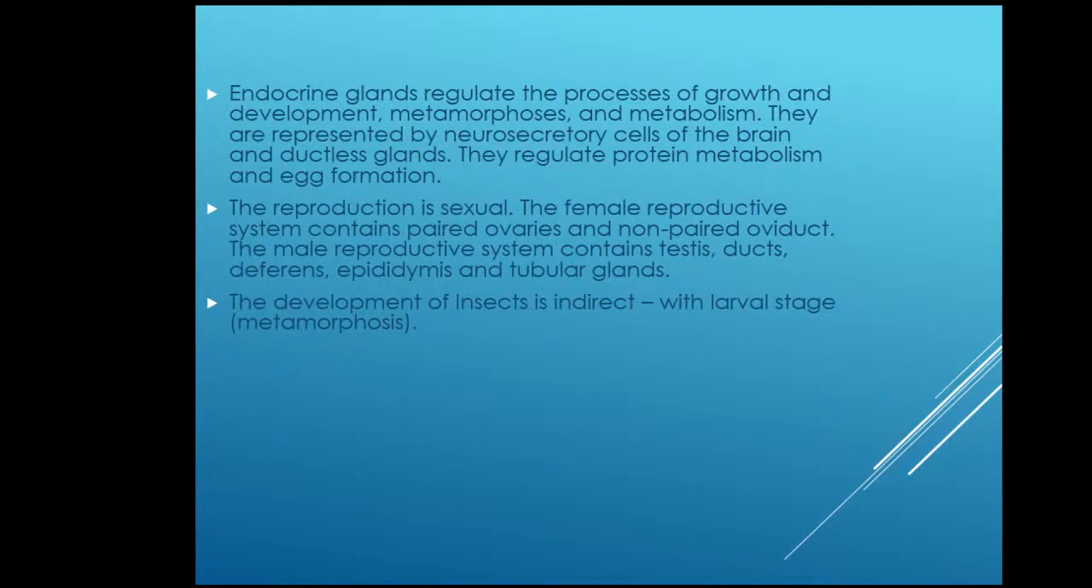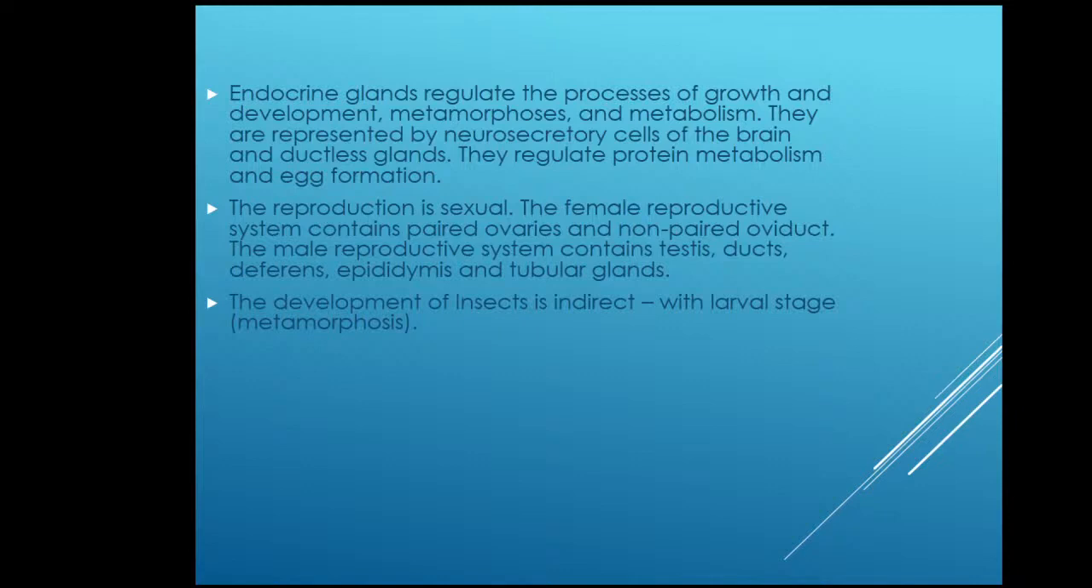Endocrine glands of Insecta regulate the processes of growth and development, metamorphosis, and metabolism. They are represented by neurosecretory cells of the brain and ductless glands. They regulate protein metabolism and egg formation. The reproduction of most Insecta is sexual.